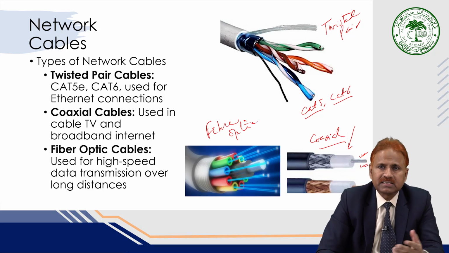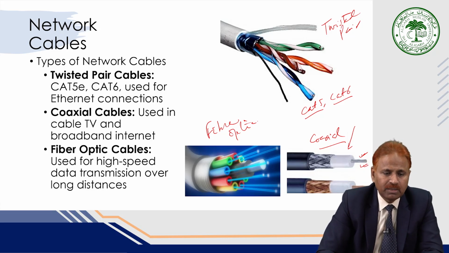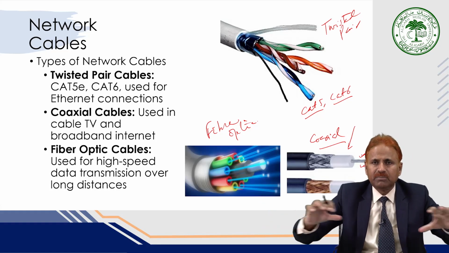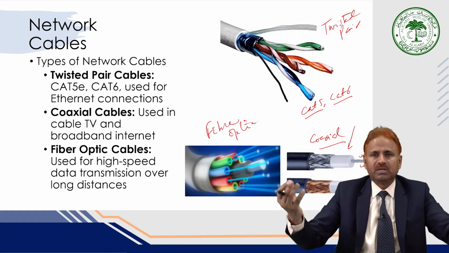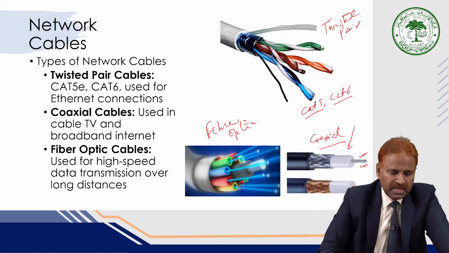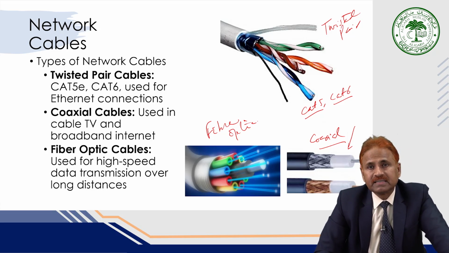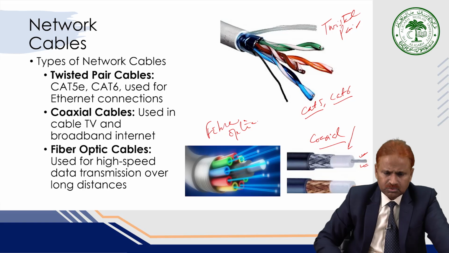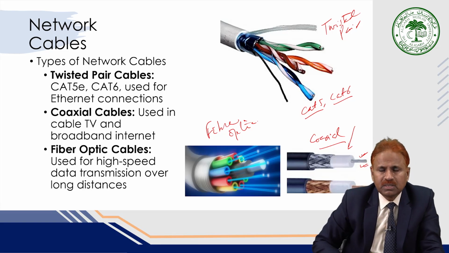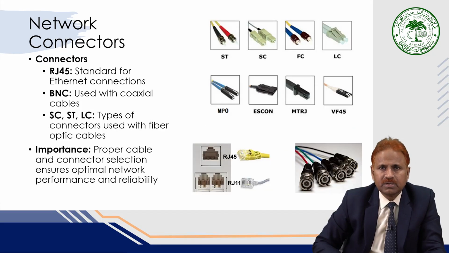So this is the brief of all the types of cables. Twisted pair cables are used for Ethernet connections. Coaxial cables, as I have already told you, are used in cable TV and broadband internet, and for a campus area network or metropolitan area network. And fiber optic cables are used for high speed data transmission over long distances. So this is a very short description of the network cables.